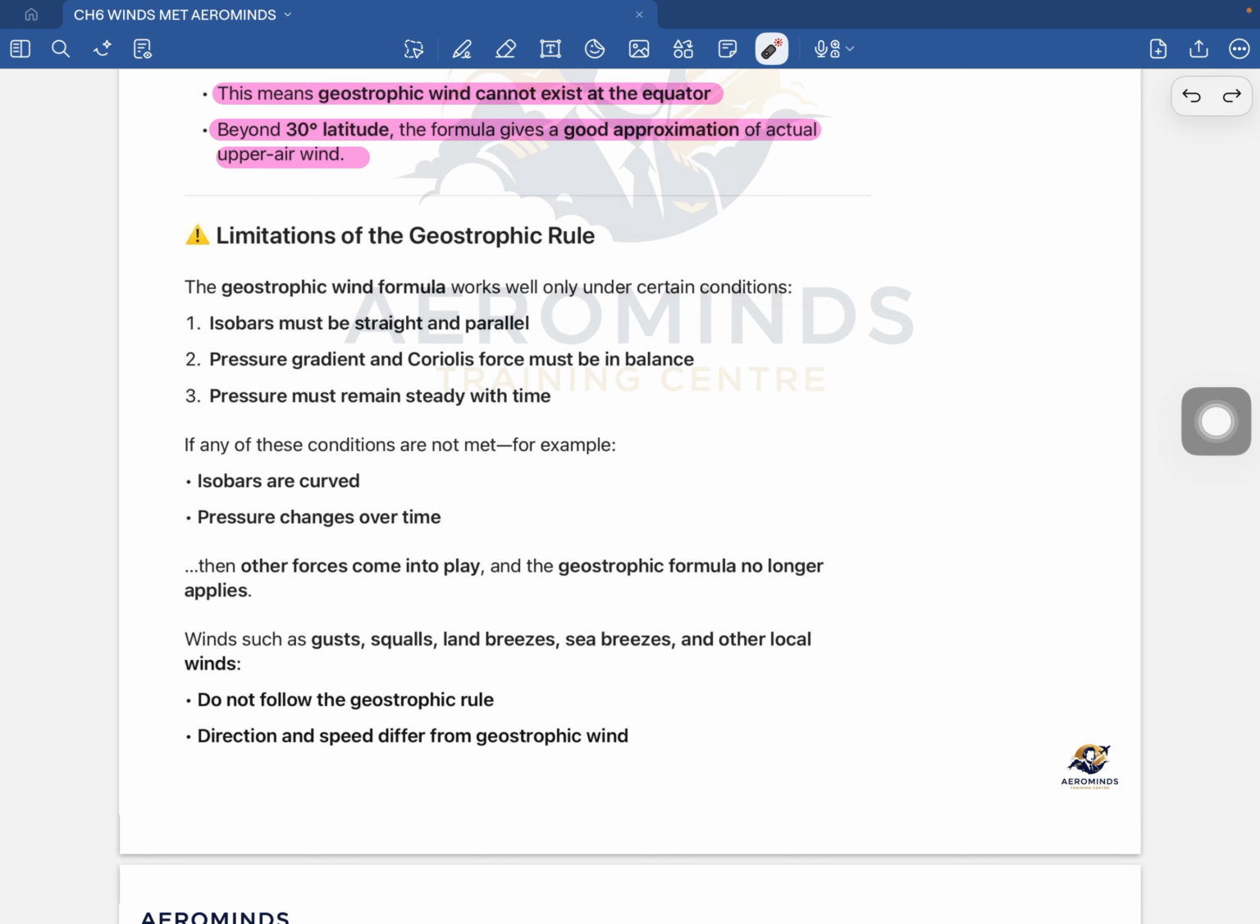So the geostrophic wind formula works properly only when some very specific conditions are satisfied. The first condition is that the isobars must be straight and parallel. Remember this, the isobars must be straight and parallel.